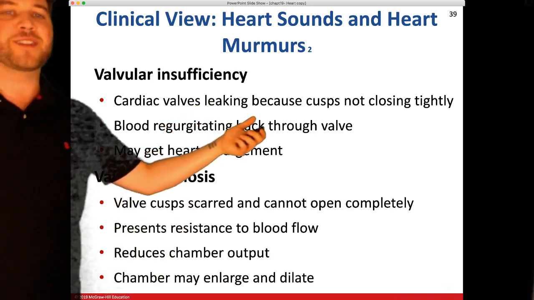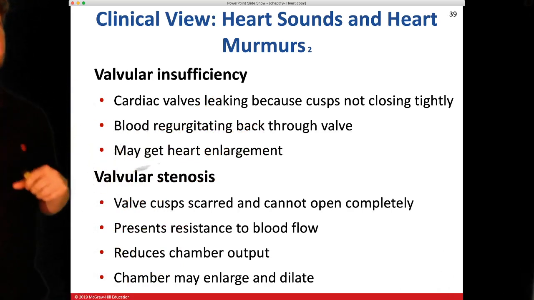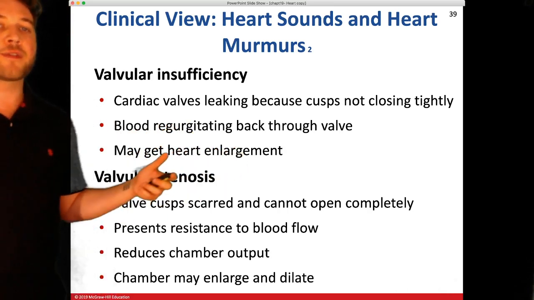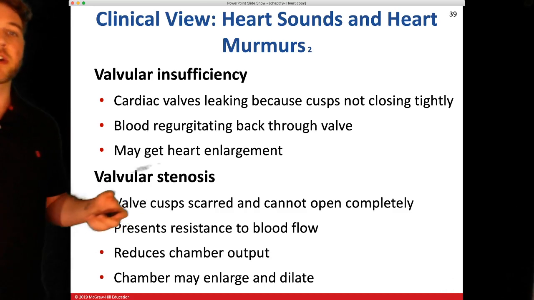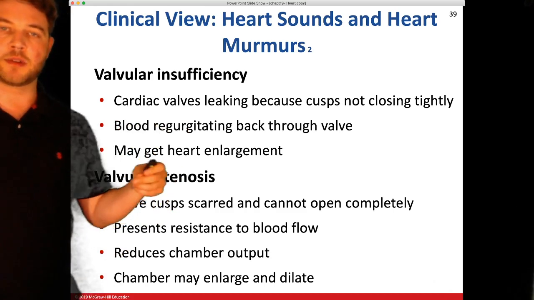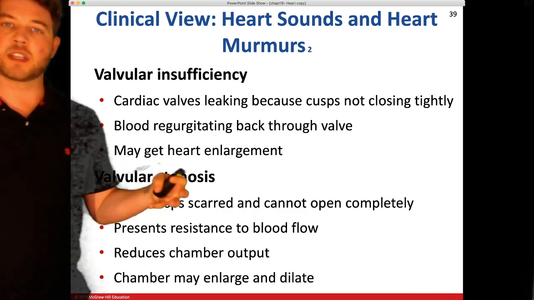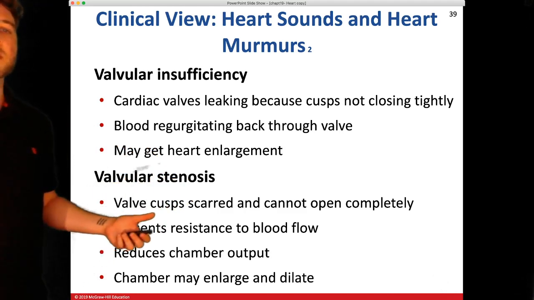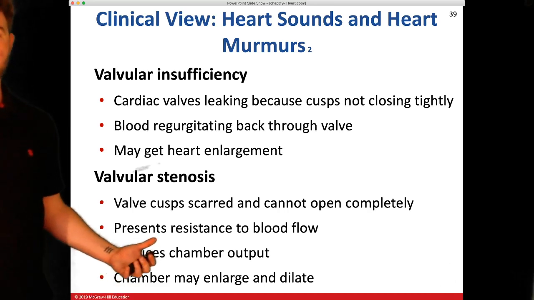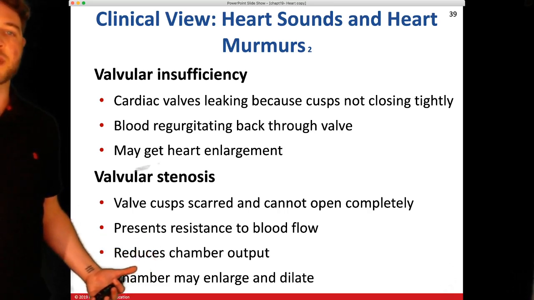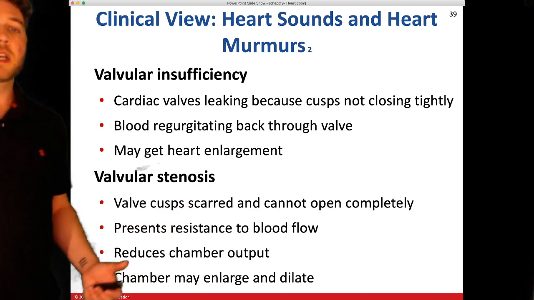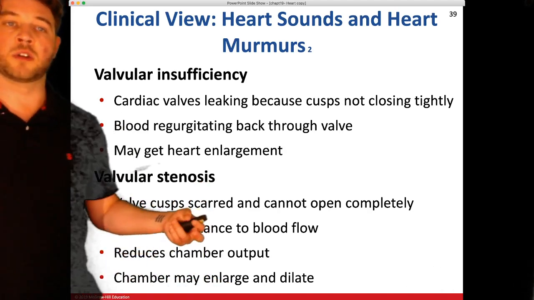Valvular insufficiency is cardiac valves leaking because cusps are not closing tightly. Again, that's the AV valves or the semilunar valves not closing properly. Blood regurgitates back through the valve, and you may get heart enlargement because the heart has to work harder to pump blood out, because the heart can detect the stretch. It doesn't detect the liquid, but it detects the stretch of having blood remaining in it. Valvular stenosis is when the valve cusps are scarred and cannot open completely. It presents resistance to blood flow and reduces the chamber output, meaning how much blood your heart is actually pumping. Again, the chamber may enlarge and dilate to try to push more blood out through these hardened valves.